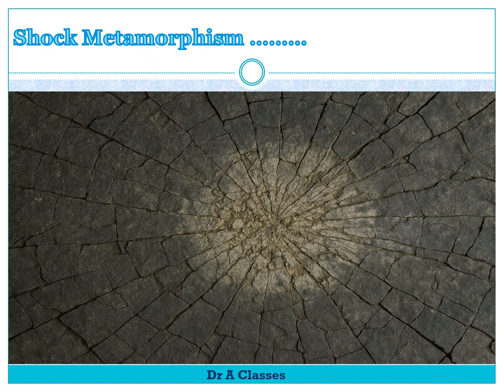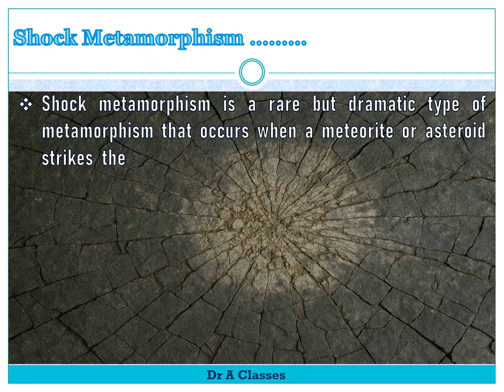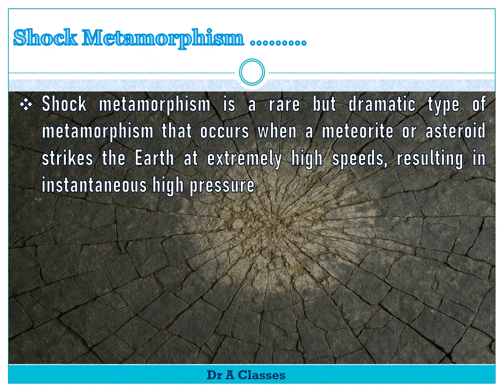Shock metamorphism. The image depicts a close-up of rock altered by shock metamorphism, showing fractured and shattered texture formed under the extreme pressure from a sudden impact event. Shock metamorphism is a rare but dramatic type of metamorphism that occurs when a meteorite or asteroid strikes the Earth at extremely high speed. This sudden impact generates instantaneous high pressure and temperature, far exceeding normal geological processes.